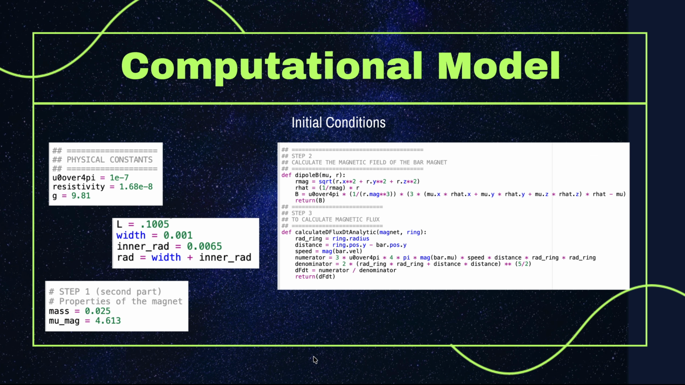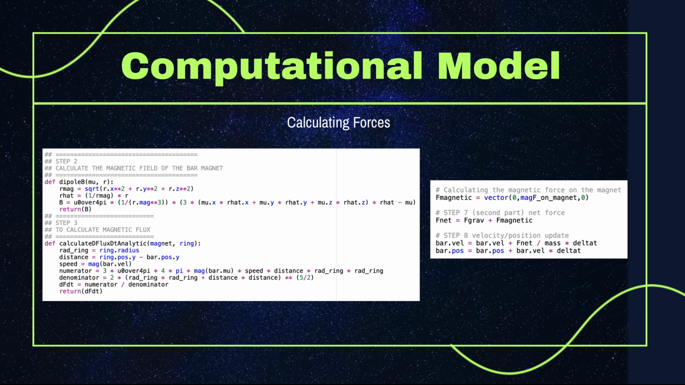This is the first part of my computational model, which are the initial conditions. In the simulation, the magnet starts at rest at the top of the tube, and the program calculates the changing magnetic field as the magnet moves and determines the induced currents in small rings along the tube. Then the model calculates the magnetic force on the magnet due to those induced currents. As the magnet moves, the magnetic flux through the tube changes, which induces currents, and those currents create their own magnetic field that pushes upwards against the falling magnet.